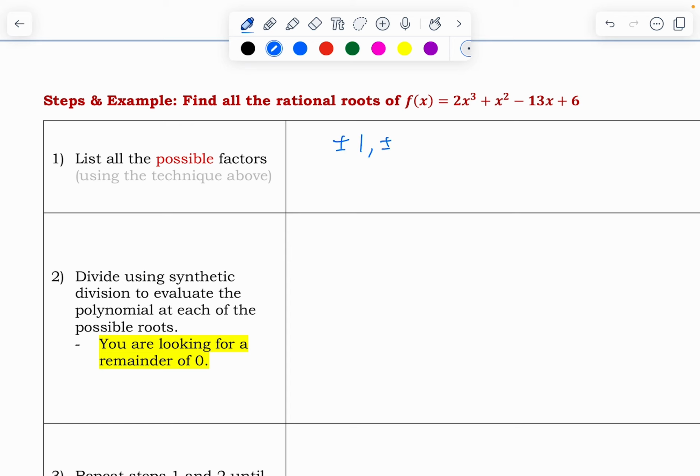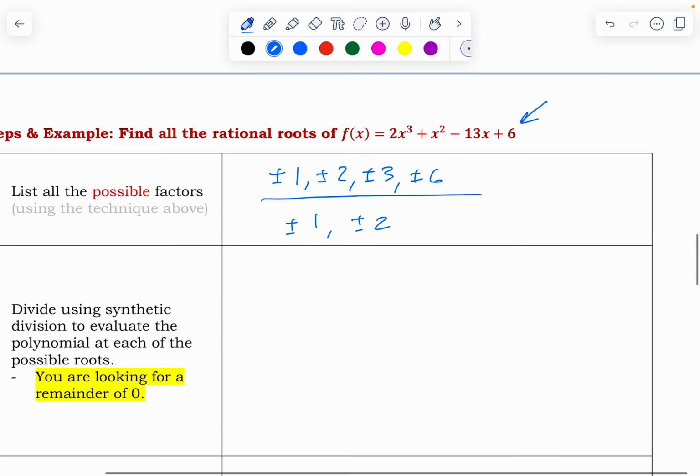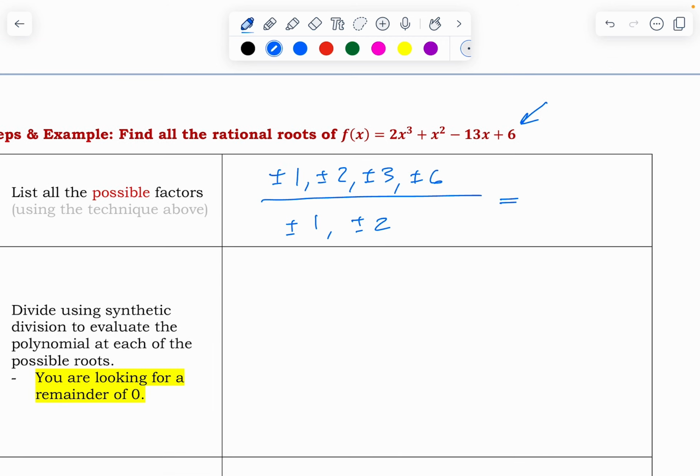So it's plus or minus 1, plus or minus 2, plus or minus 3, plus or minus 6 came from this constant term. They're all divided by plus or minus 1 or plus or minus 2. And so if I'm dividing, this would give me plus or minus 1, 2, 3, and 6 when I divide by 1. And then 1 over 2 is 1/2. 2 over 2 is 1, which I already have in my list. 3 over 2 is 3/2. And 6 over 2 is 3, which I also have in my list. So there are the possible factors.